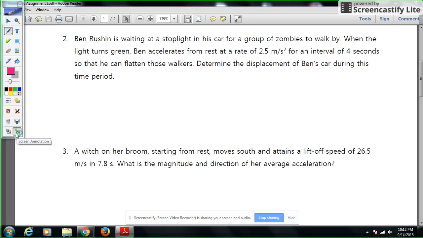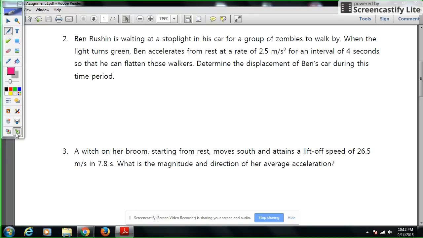So Ben Russian is waiting at a stoplight in his car for a group of zombies to walk by. When the light turns green, Ben accelerates from rest at a rate of 2.5 meters per second squared for an interval of 4 seconds so that he can flatten those walkers. Determine the displacement of Ben's car during this time period.